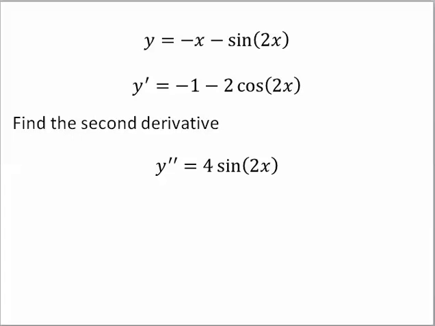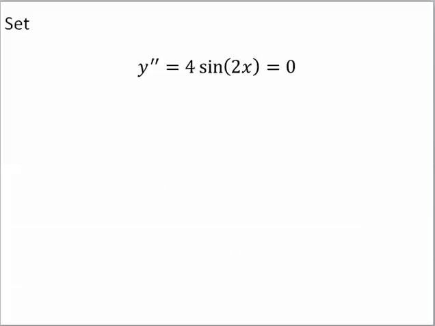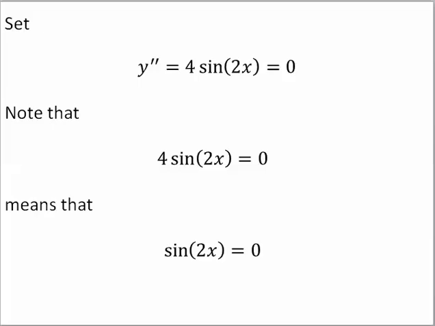Once you have the second derivative, you find all possible inflection points by setting the second derivative equal to 0 and solving for x. Setting y double prime equal to 0, I see that y double prime is going to be equal to 0 when 4 sine of 2x equals 0, which means that sine of 2x has to be 0.